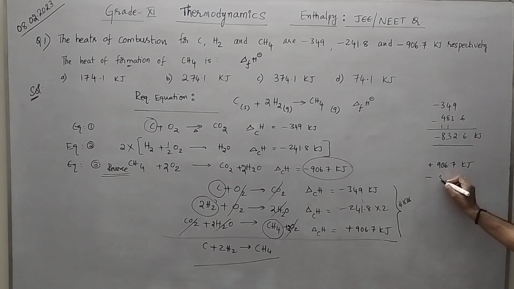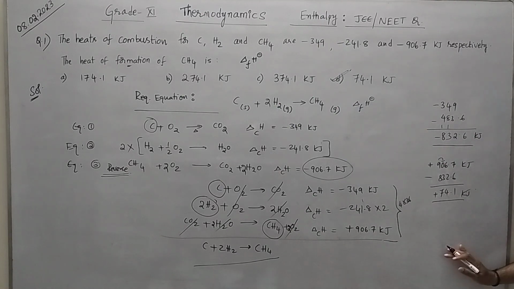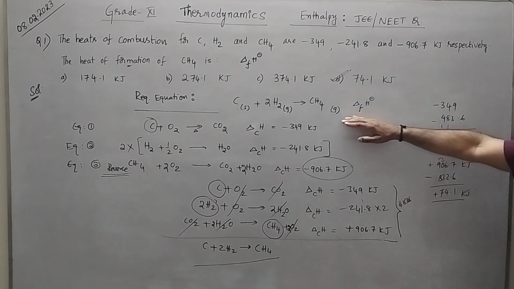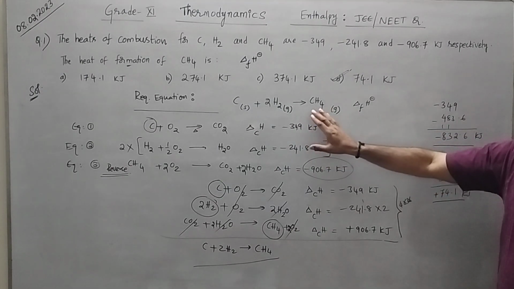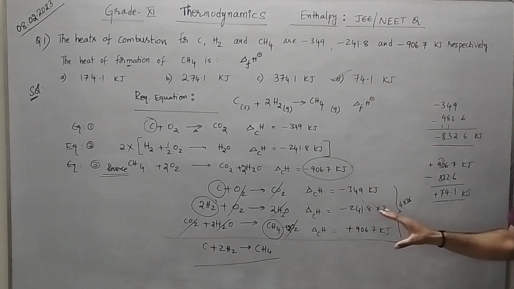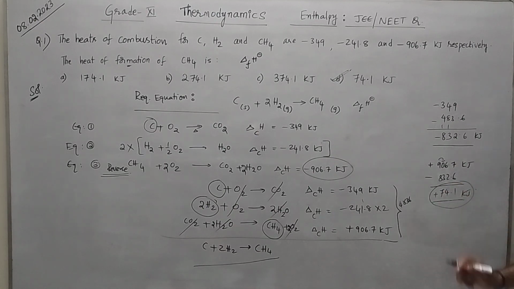906.7 kilojoule minus 832.6, we get plus 74.1 kilojoule. So just observe that. Answer is D. Hope you have understood this very simple method. First you need to write the required equation, then take the given equations and convert the given equations into your required form. And after that cancel the delta H values accordingly. So finally we got 74.1. Hope you have understood this. Copy the solution and let's move to question number 2.